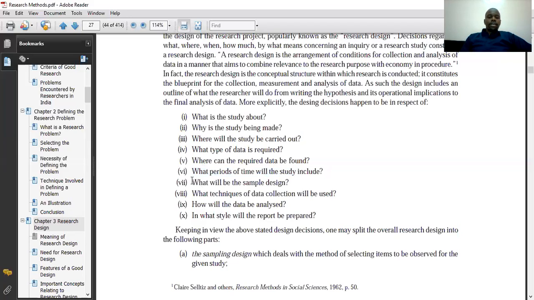And then what will be the sample design? We are going to come to sampling. Okay, there's a topic for sampling, so don't worry about this. What is a sample design? What techniques of data collection will be used?